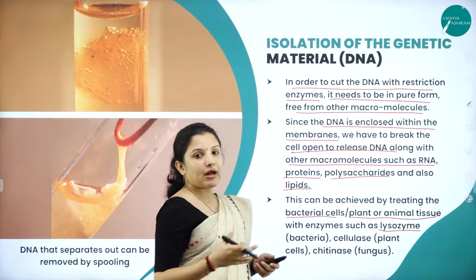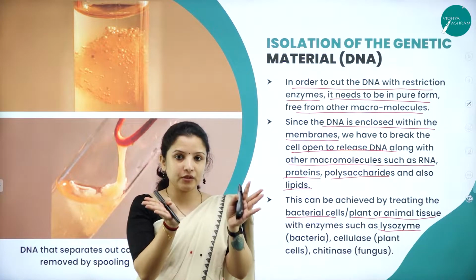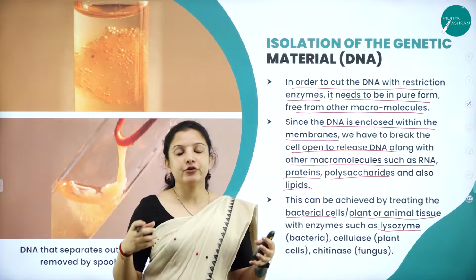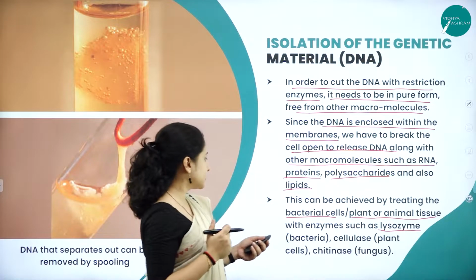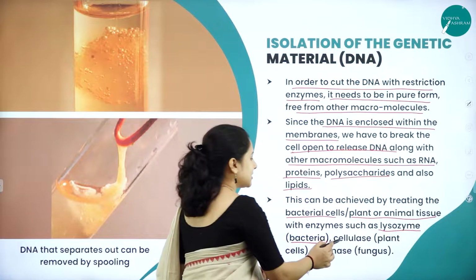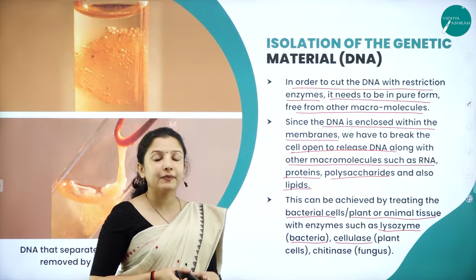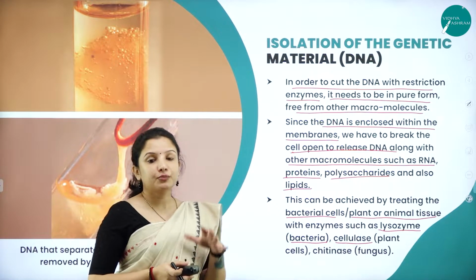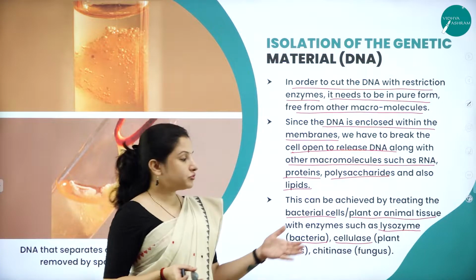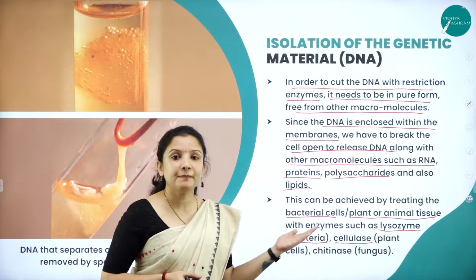So when you treat the bacterial cell with lysozyme, the bacterial cell wall will get opened, it will rupture, releasing the contents, and therefore it will be easy for you to remove the DNA strands. So for bacteria it is lysozyme, and for plants it is the cellulase enzyme, because the plant cell wall is made up of cellulose. To break down the cellulose, we need the cellulase enzyme if we need to extract the DNA from a plant cell.